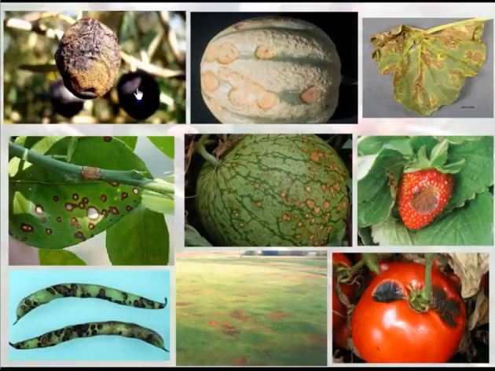Here are some examples of anthracnose on olive, melon, watermelon, strawberry, leaves, lawn, tomato. So you may have seen lesions like this on plants. You can identify this now as anthracnose.